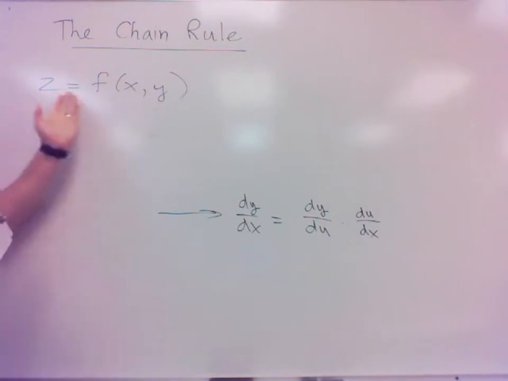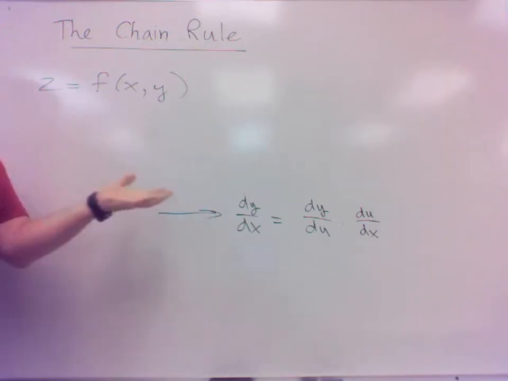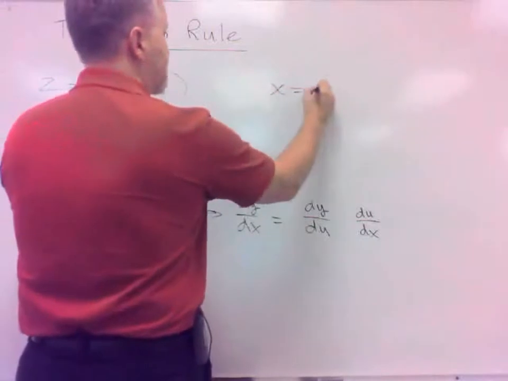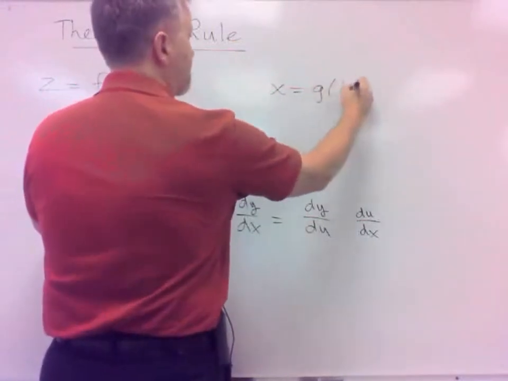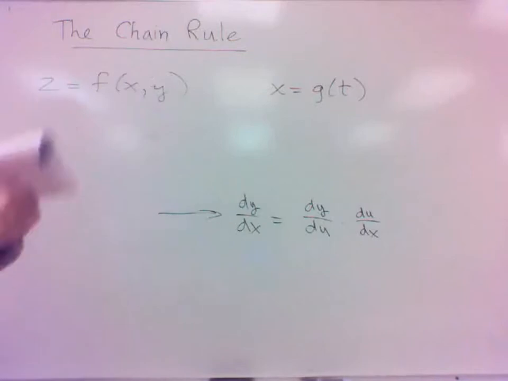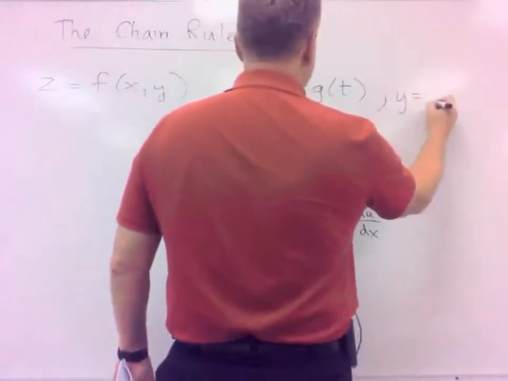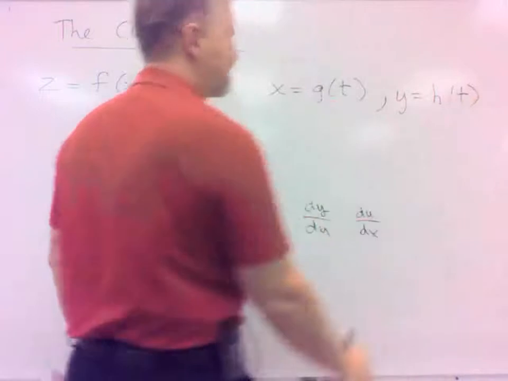All right, so z is changing as x and y are changing, but what if x and y are changing as, say, a function of time? So x is some function of time. Let's call it g of t. And then y also is changing as a function of time. Okay.